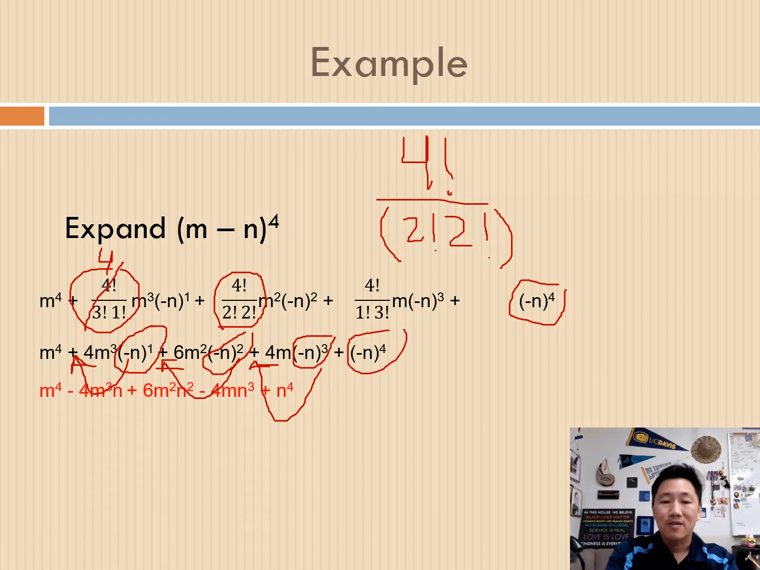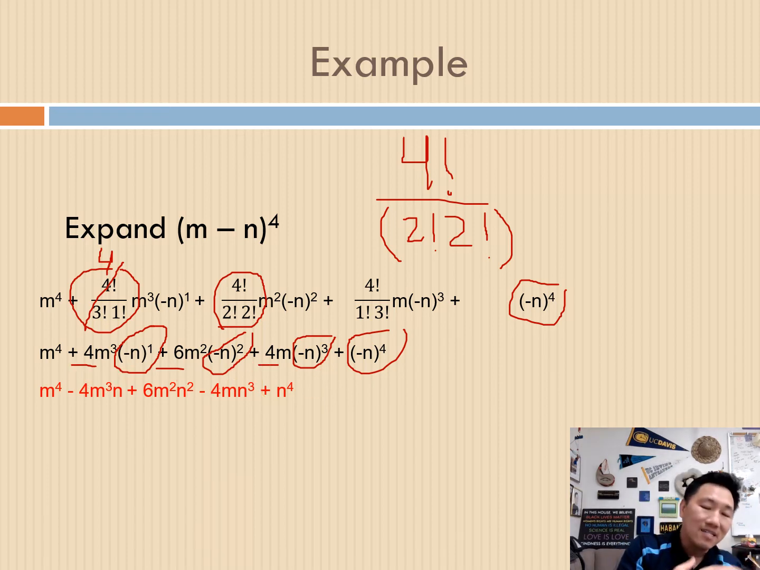So here's our final answer. Let me erase some of that work so you can see the answer. m to the fourth minus 4m cubed n plus 6m squared n squared minus 4mn to the third power plus n to the fourth power. All right, so that's a lot.